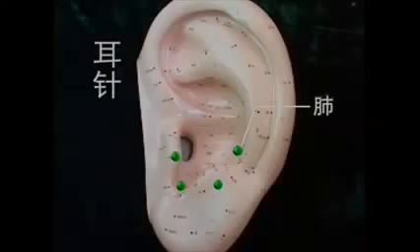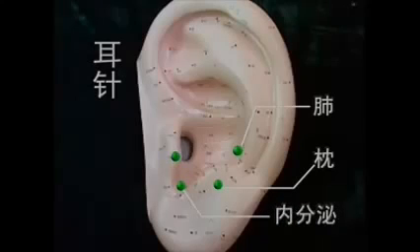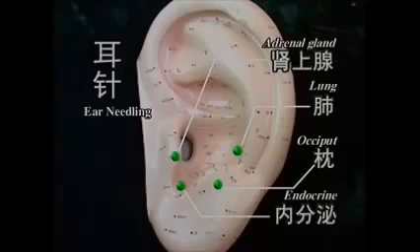2. Ear needling. Select lung, occiput, endocrine, and adrenal gland ear points. Also needle the area of the ear that corresponds to the part of the body where the white patch has manifested.